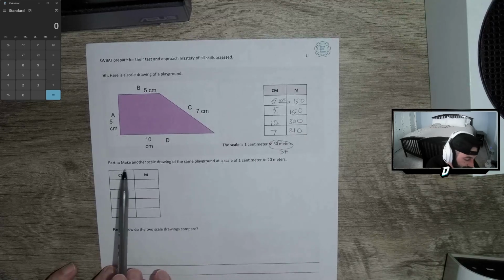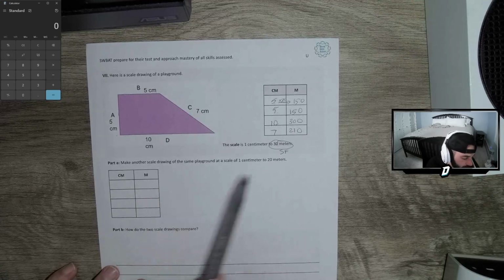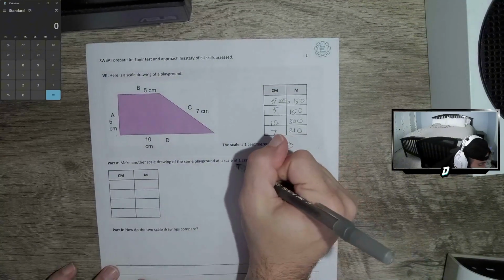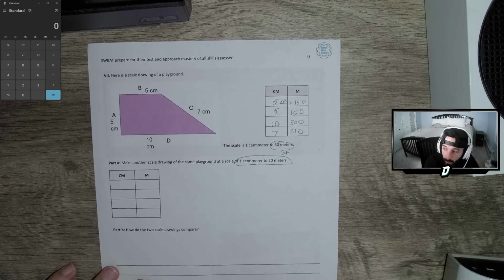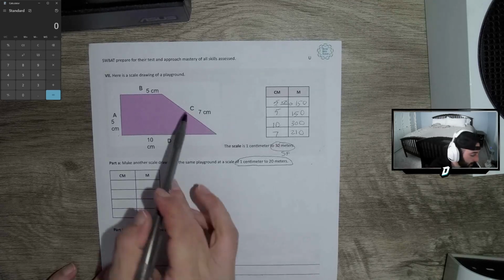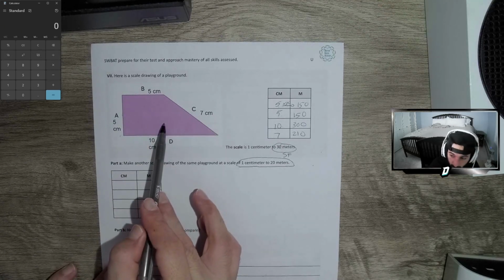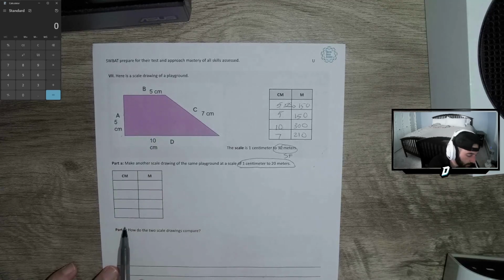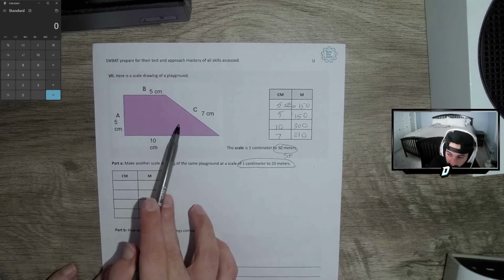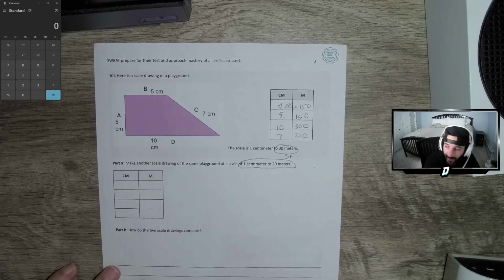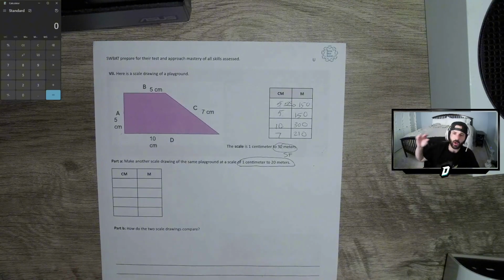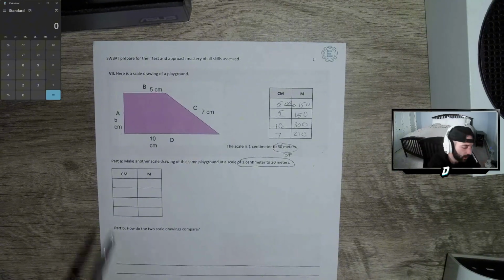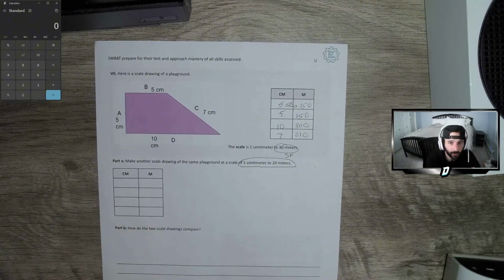On part A, it says make another scale drawing of the same playground using a different scale where it's 1 centimeter to 20 meters. And so the most common mistake people do is they take the measurements from this scale drawing and put it here. We're going to get a different scale drawing, but one thing that doesn't change is the actual size of the park, right? When we saw that actual size of the park and then we did a scale drawing here, the actual size never changed, right?